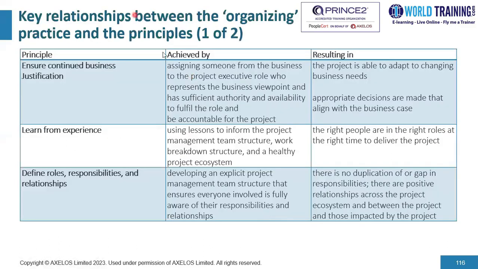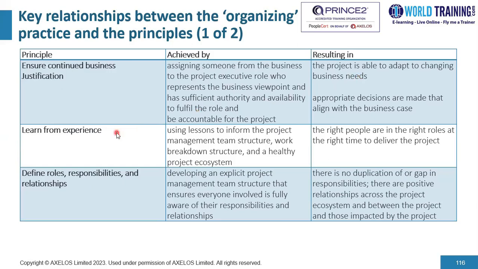Now, we shall explore the key relationships between the organizing practice and the principles. Beginning with the first principle, ensuring continued business justification. This is achieved by assigning someone from the business to the project executive role who represents the business viewpoint and has sufficient authority and availability to fulfill the role and be accountable for the project. Now, what would this result in? It would result in the project being able to adapt to changing business needs, and appropriate decisions are made that align with the business case.